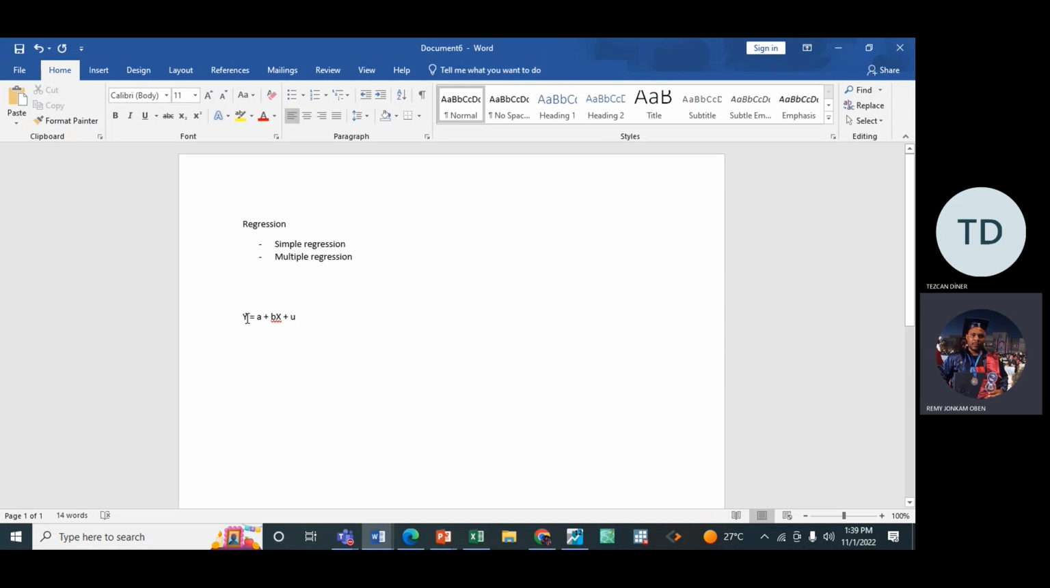So if you notice here, our dependent variable is y, correct? Independent variable is x. What is a, by the way? It's a constant, or you can call it the intercept, right? What is u? Error term, or disturbance term, or residual term. And what is b? So b, we can call it the slope, or we can call it the coefficient of x. So this is the coefficient of that particular independent variable where the b is attached to, right?